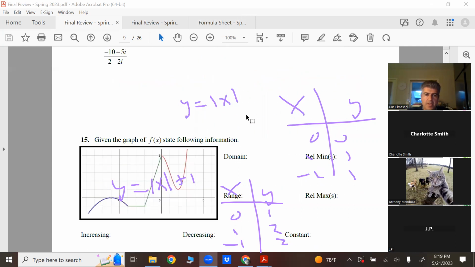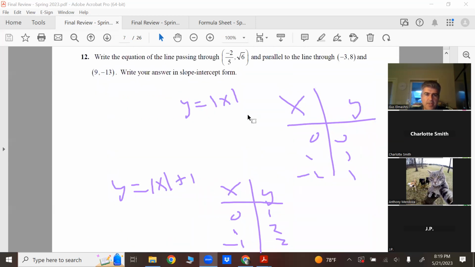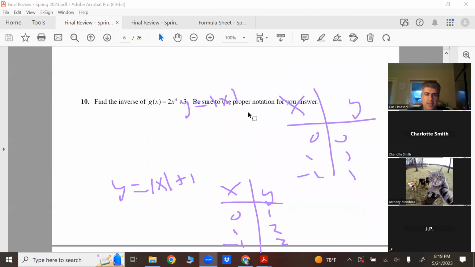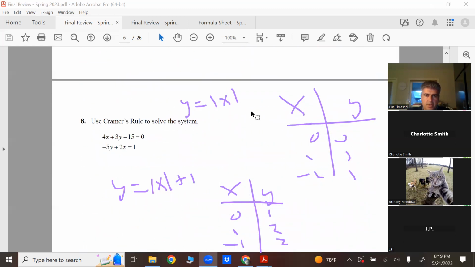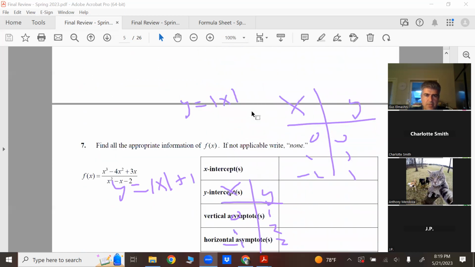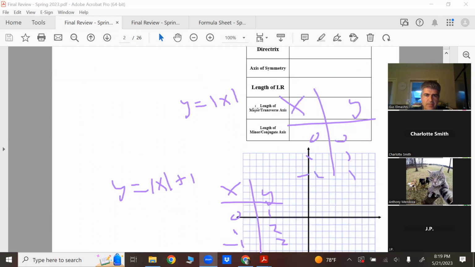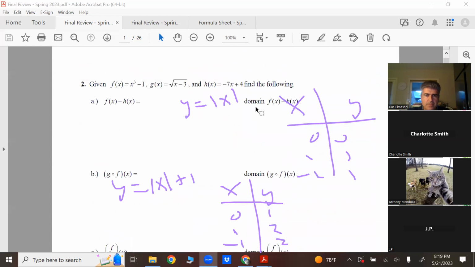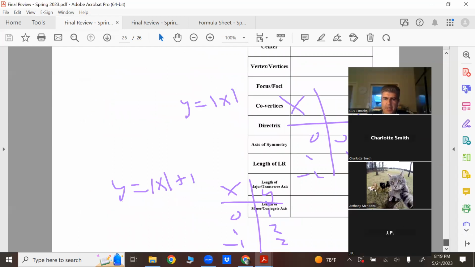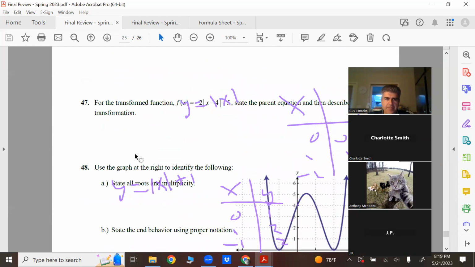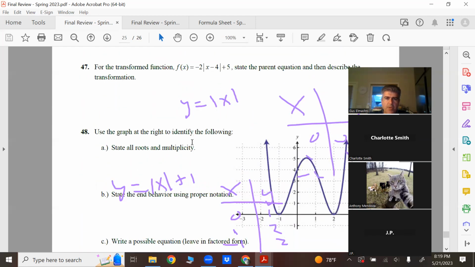Let's see if we see something else on transformations before I get to Gigi and Claire's and Ansley's questions. Let's go back to the bottom. Yeah, there we go. 47's a good one.